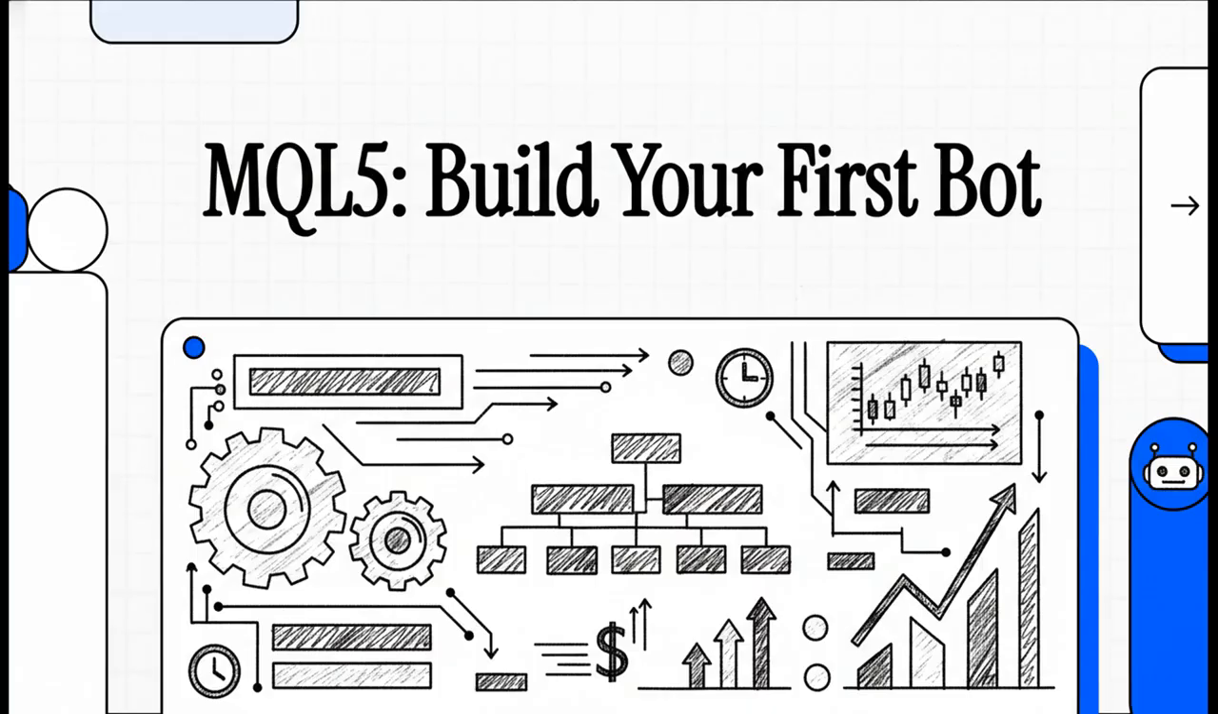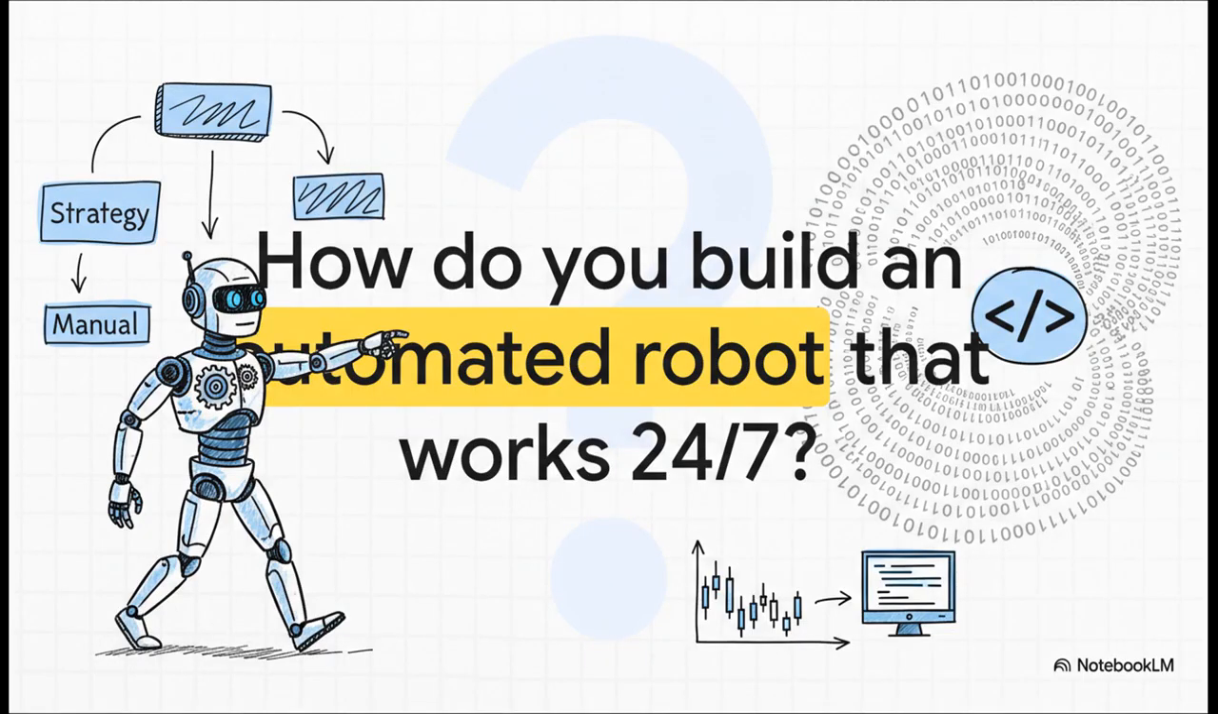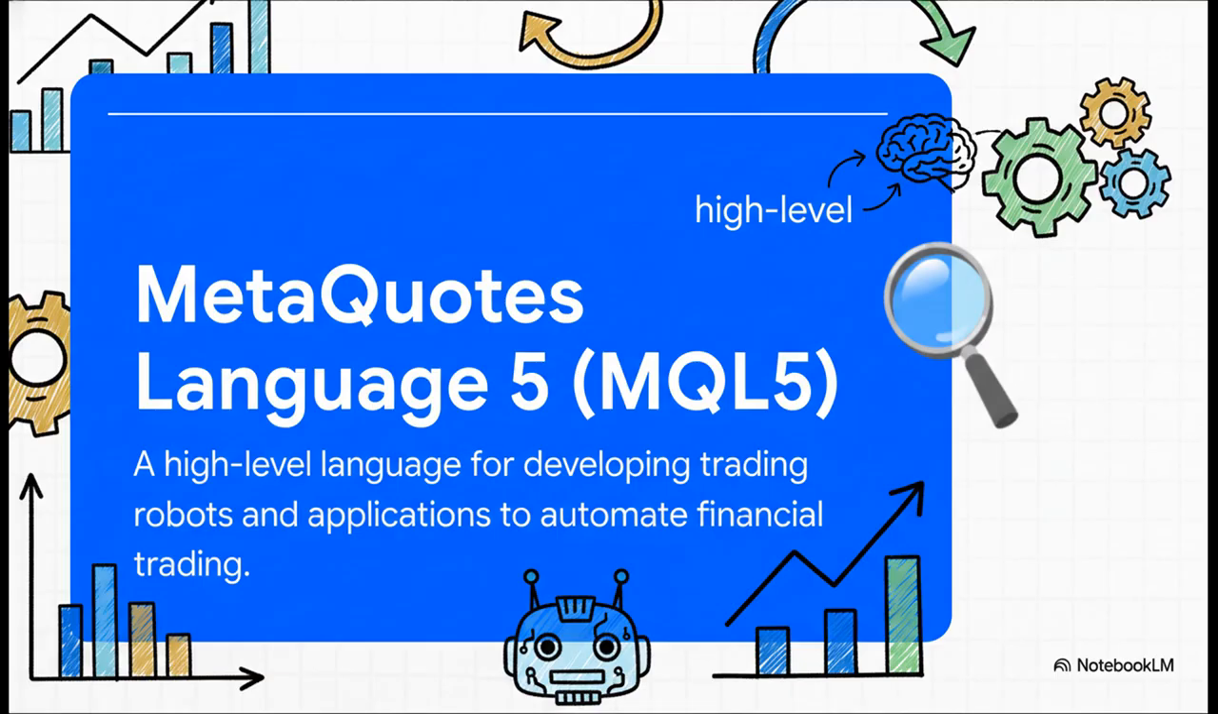So let's do this. Here's the big question, right? You've got this trading idea, maybe a strategy that really works when you do it by hand. But how do you actually translate that into a fully automated, completely emotionless robot that just works around the clock? Well, that's exactly what we're going to break down. And the answer, you guessed it, is a language built for this exact job. And that language is MQL5.